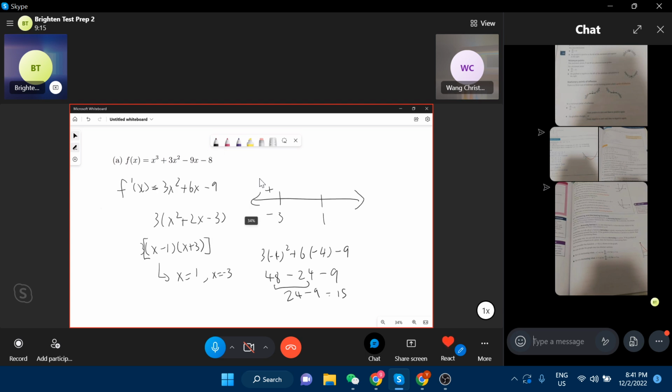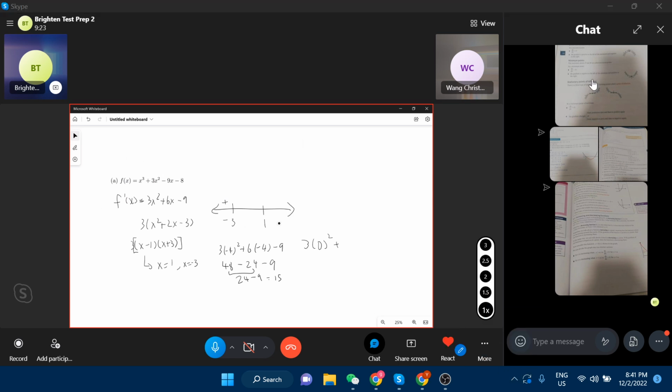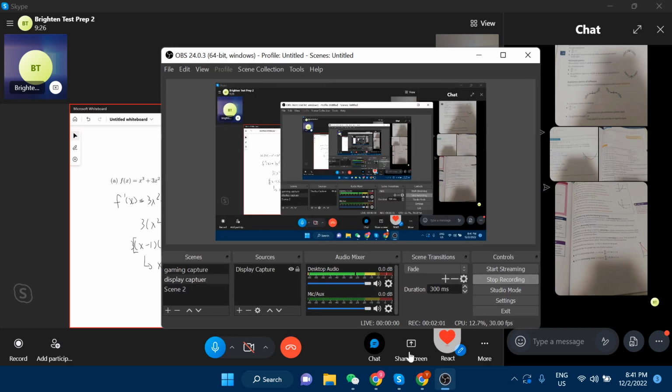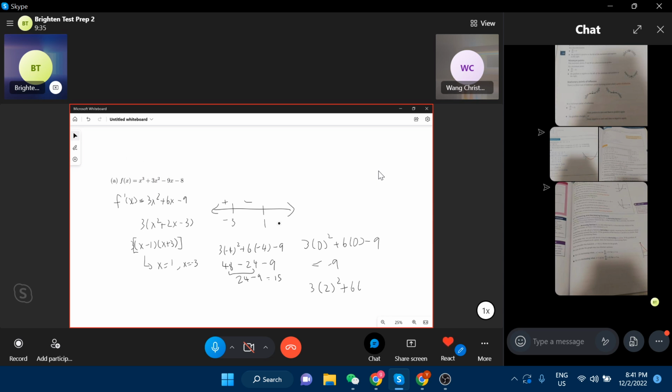Okay. So now I have to test between -3 and 1, which is easy, right? I just test 0. So 0 squared plus 6 times 0 minus 9 equals -9. So that's a negative there, okay? And then now let's do 2. So 2 twos are 4, 12 plus 12 minus 9, 24 minus 9, which is also 15. So this is also plus, right? So here it's increasing, here it's decreasing, here it's increasing.